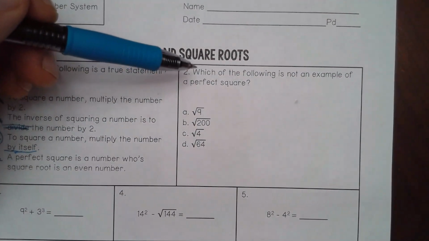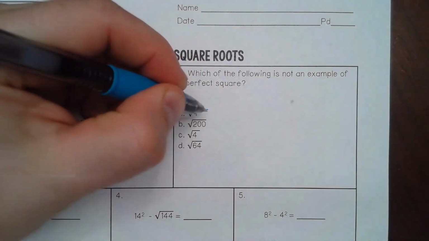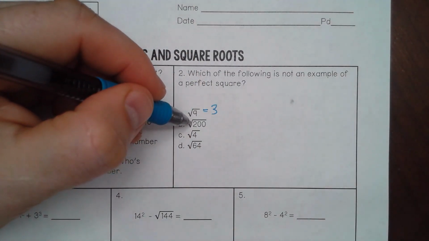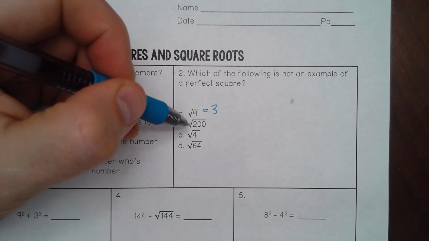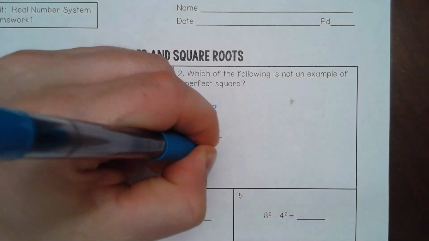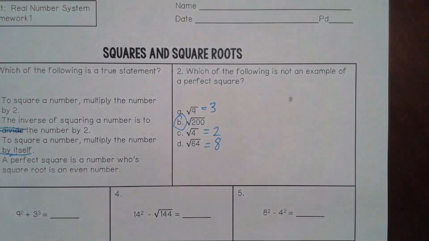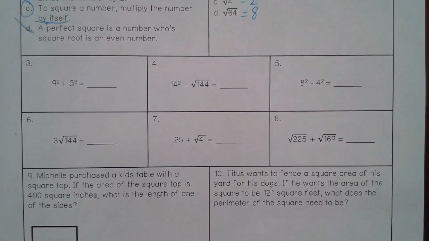Which of the following is not an example of a perfect square? Well, the square root of 9 is 3. The square root of 200. Well, I don't know. That's got to be between 14 and 15, but not sure what that is. Square root of 4 is 2. Square root of 64 is 8. I mean, it's got to be this 200, right? It's the only one that doesn't fall perfectly on our number line. If you have your number line out in front of you, you'll see that. It's not on there. Moving on.